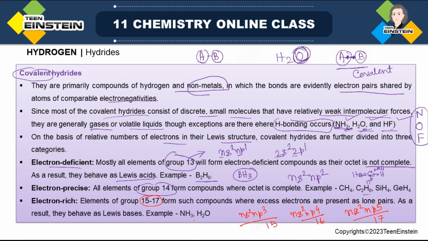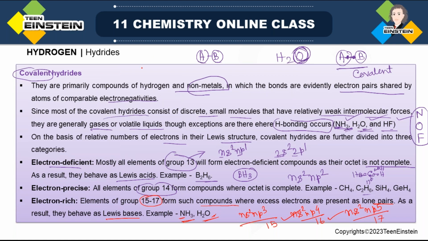15, 16, 17. Elements of these groups form such compounds where excess electrons are present as lone pairs. Now we can expect their behavior as Lewis bases because they have excess electrons. Here we have taken ammonia and water as examples. In ammonia, nitrogen is from group 15, and oxygen is from group 16.